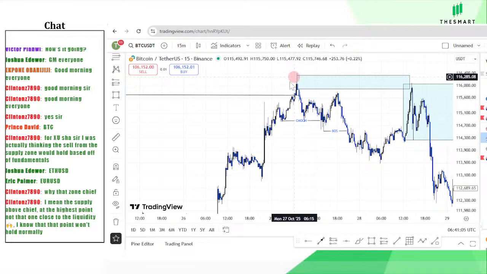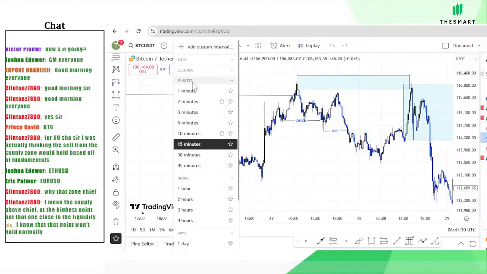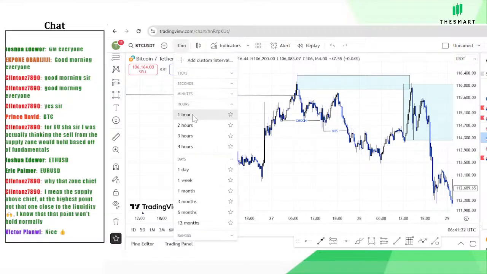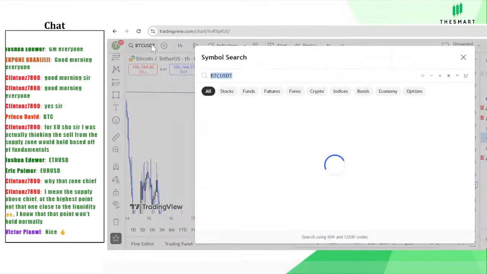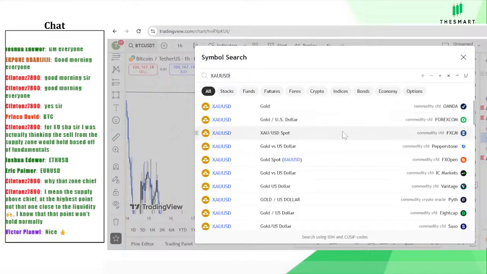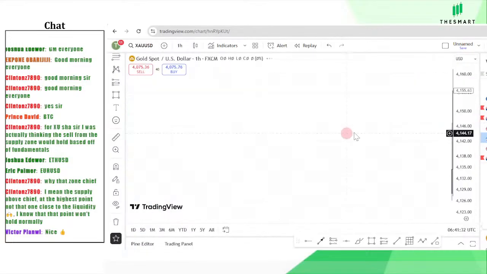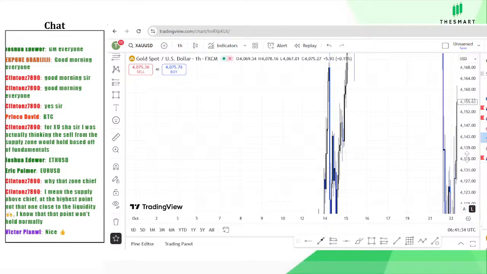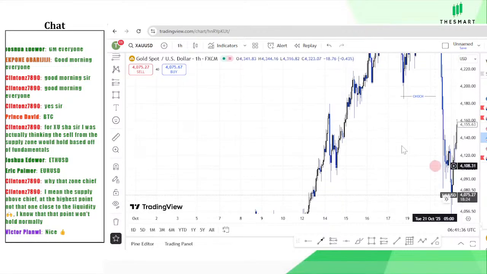I want to see price take out this level, give us a change of character, a break of structure, then price comes back. If we don't get to see that on gold, then that supply zone is not something to look at. Whether there is a fundamental or not, even the fundamental should be able to give us a confirmation. So the best thing to do is wait for the fundamental to play out before we look out for entry confirmation. I don't know if you get, so that's it.